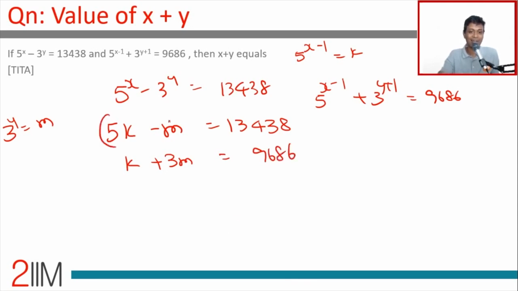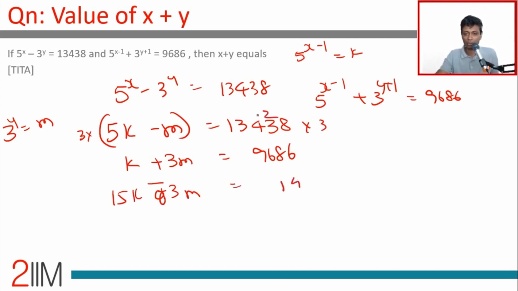Brilliant. Multiply this by 3. We get 15k minus 3m equals 13438 into 3. 3 8s are 24, 4 2, 9 plus 2 11, 1 1, 12 plus 1 13, 3 1, 9 plus 1 10, 0 1, 3 plus 1 4.